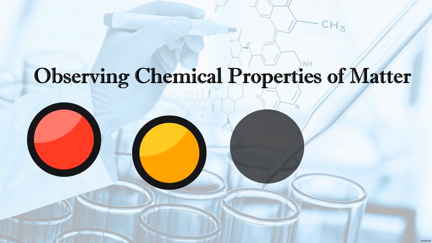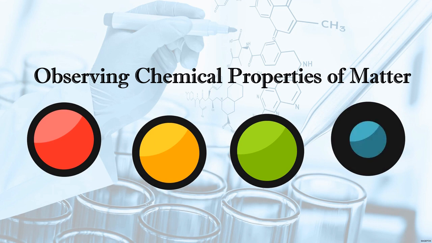Observing chemical properties of matter. Chemical properties describe how particles are rearranged when one substance reacts with another substance. Let us look at this short demonstration that will demonstrate this for us.